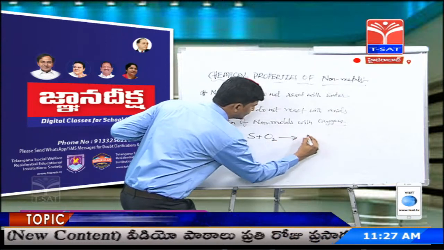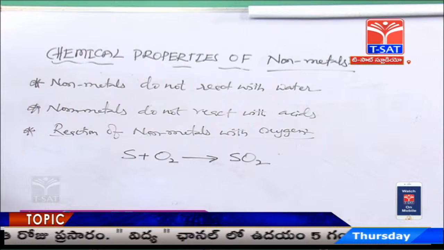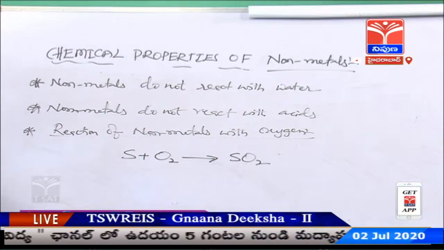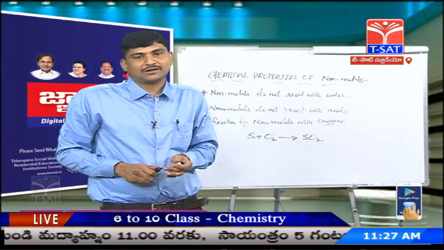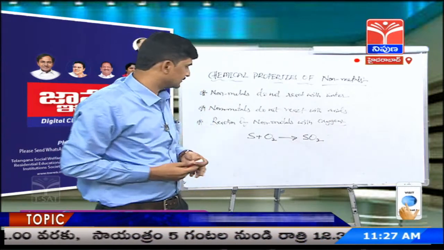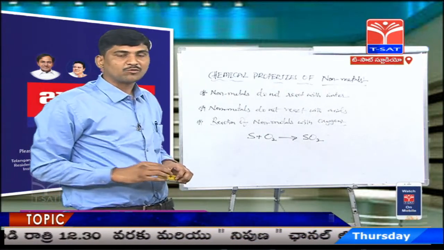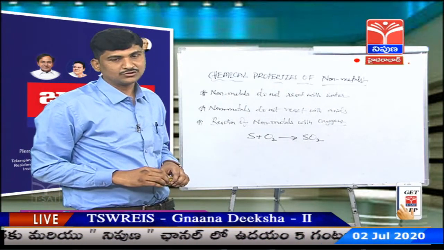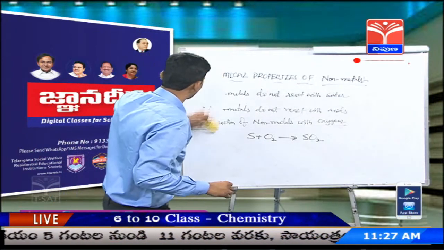What is commonly formed here, children? Sulfur plus oxygen gives rise to sulfur dioxide. So, non-metals also form the respective oxides. What is the difference between metal oxides and non-metal oxides? Metal oxides are basic in nature, non-metal oxides are acidic in nature. Like this, children, we can see the physical and chemical properties of metals and non-metals, so we can distinguish between them. Now, let us see the uses of metals and non-metals.